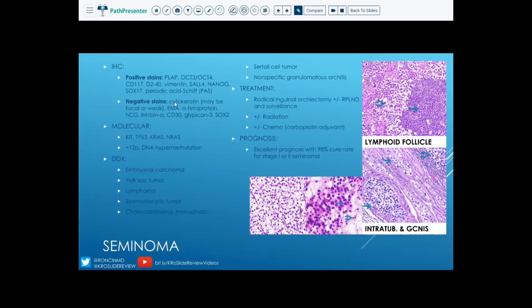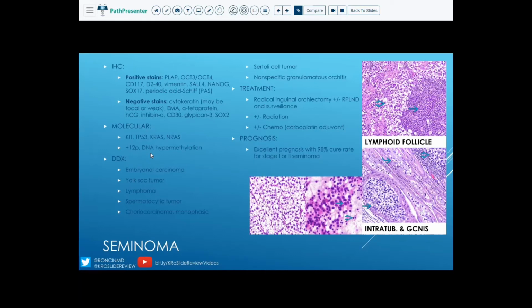Stains, typically your keratins will be negative, EMA, AFP, again, if this is pure, beta HCG, inhibin A, CD30, glypican-3, SOX2, so things that would help you figure out other germ cell tumors and other tumors are things to keep in mind. The molecular is somewhat complex, but the things to keep in mind would be mutations within KIT, TP53, KRAS, NRAS, as well as this gain of 12p and DNA hypermethylation.